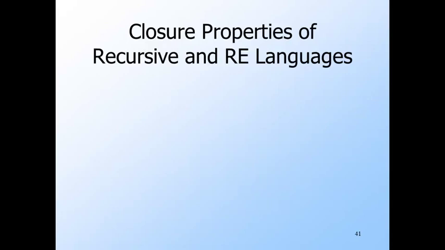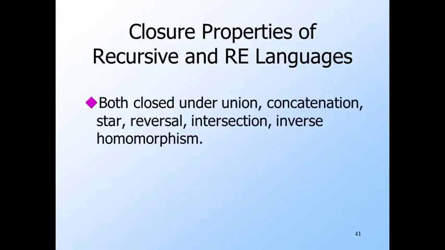Okay, now we're going to see something of the closure properties for both the recursively enumerable languages, that is those that are defined by Turing machines that may run forever if they don't accept, and the recursive languages, those defined by Turing machines that will eventually halt without accepting if they choose not to accept the input. Each of these languages is closed under the regular expression operations union, concatenation, and star. They're also closed under reversal, intersection, and inverse homomorphism.